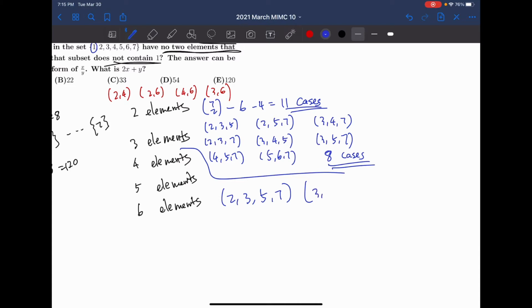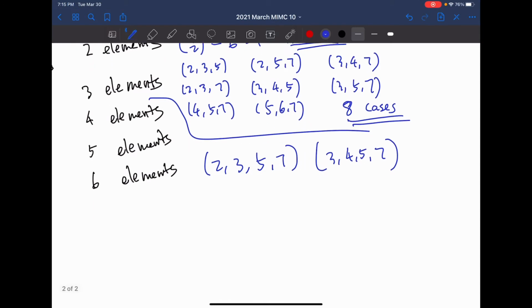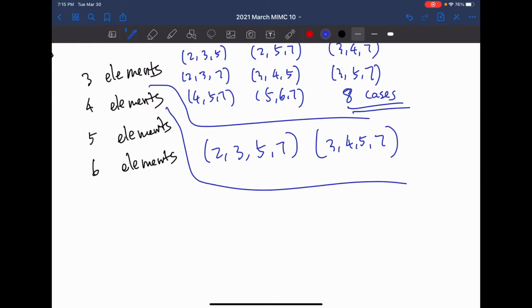Starting with 3, we can have 4, we can have 5, we cannot have, so that's 3, 4, 5, 7. And starting from 3, 4, 5, 6, 7 does not work, and any other one starting from 3 does not work either. So let's proceed with 5 elements.